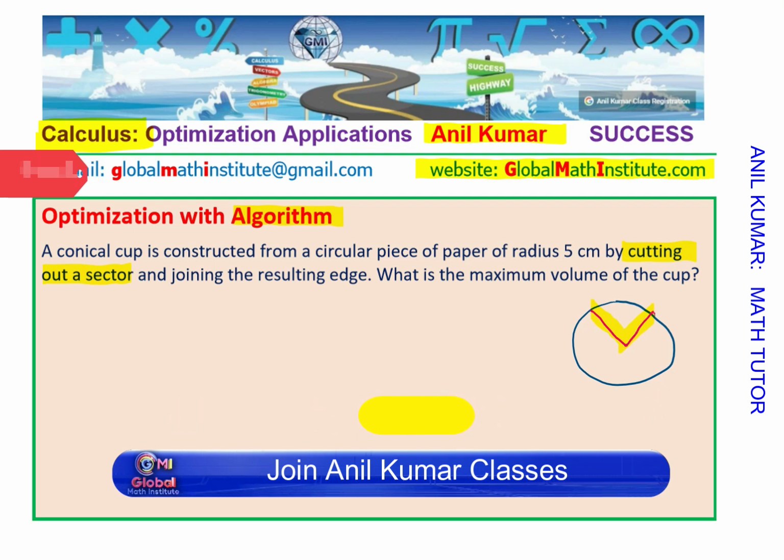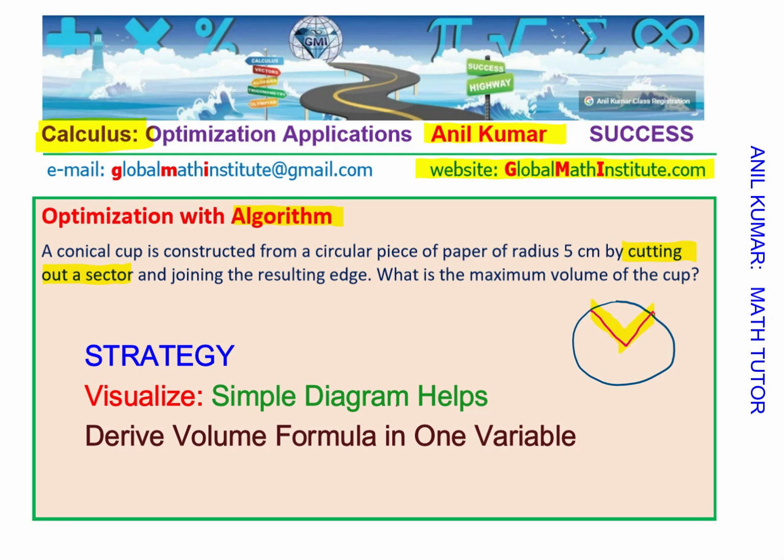And joining the resulting edges. What is the maximum volume of the cup? Right. So once you cut it out, then you make a cone. That is the cone. Correct? Radius given to us is 5 centimeter. Therefore, this side will be 5 centimeter of the cone slant. Is that clear to you?